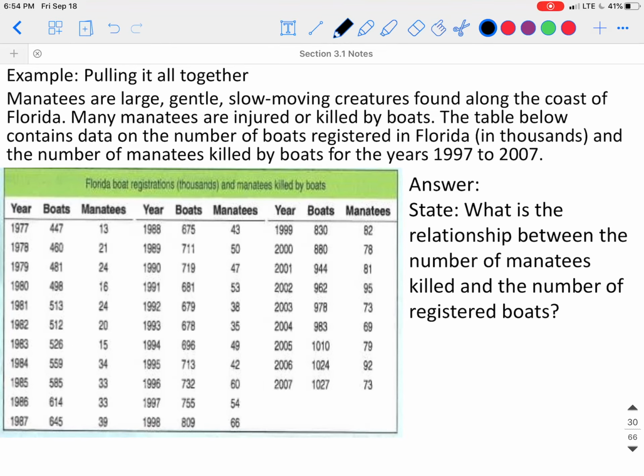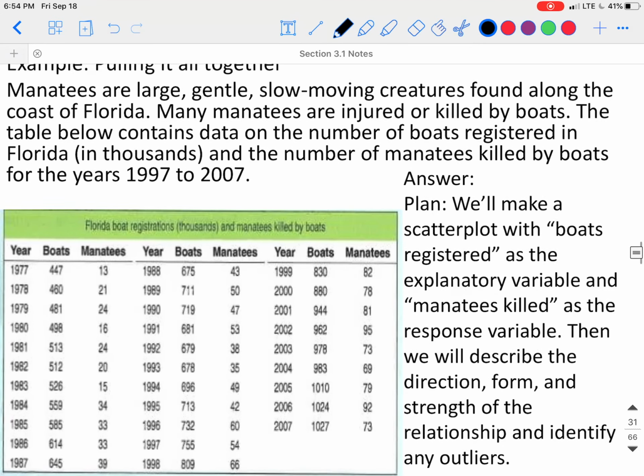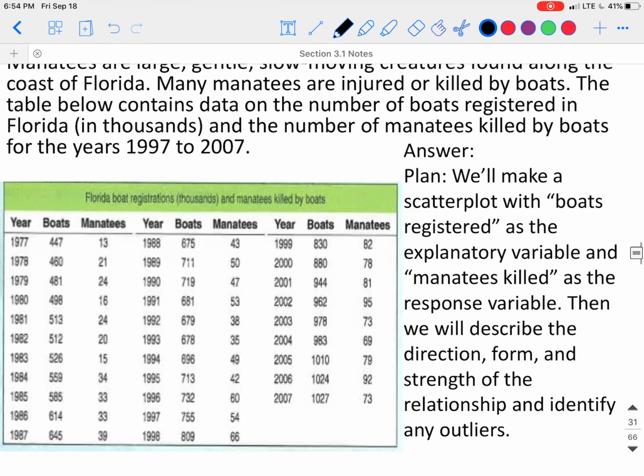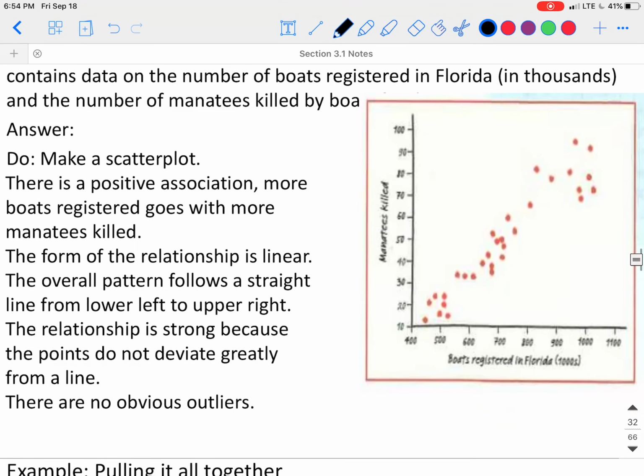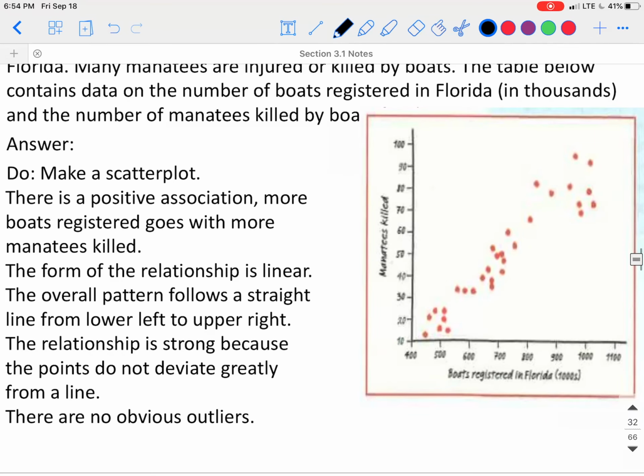So our plan can be that we'll make a scatter plot of boats registered as the explanatory variable and manatees killed as our response variable. Then we will describe the direction, form, and strength of the relationship and identify any possible outliers. So for the do part, you will actually make your scatter plot, and then we'll look to see about all the stuff we can describe with the scatter plot.